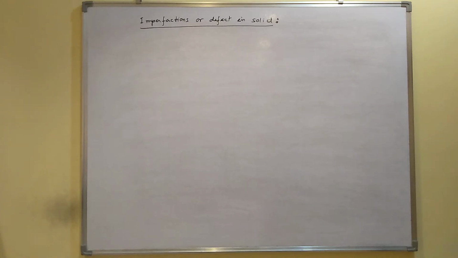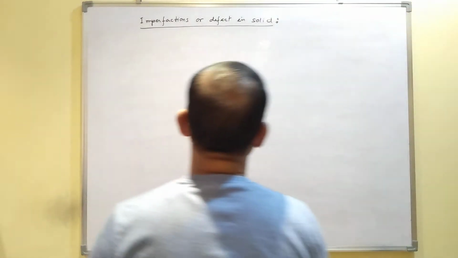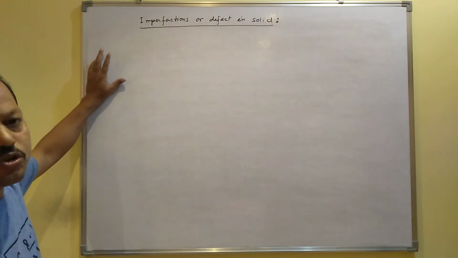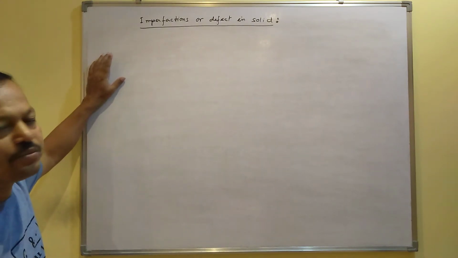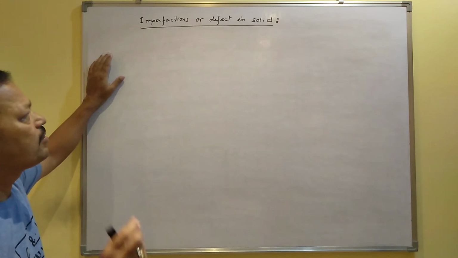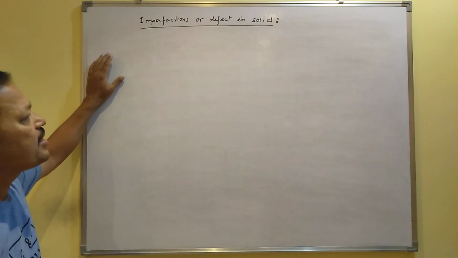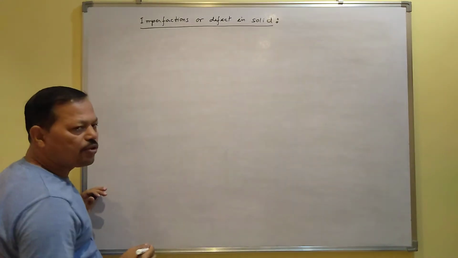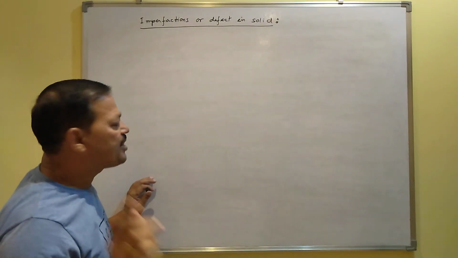Okay, now another topic which is called imperfections. Imperfections or defect in solid. So what is imperfections or defect in solid? Normally in ionic crystal you will get the defect or imperfections inside the solid. So what is imperfections? Normally in ionic solid, as you know, ionic solid contain cations and anions.